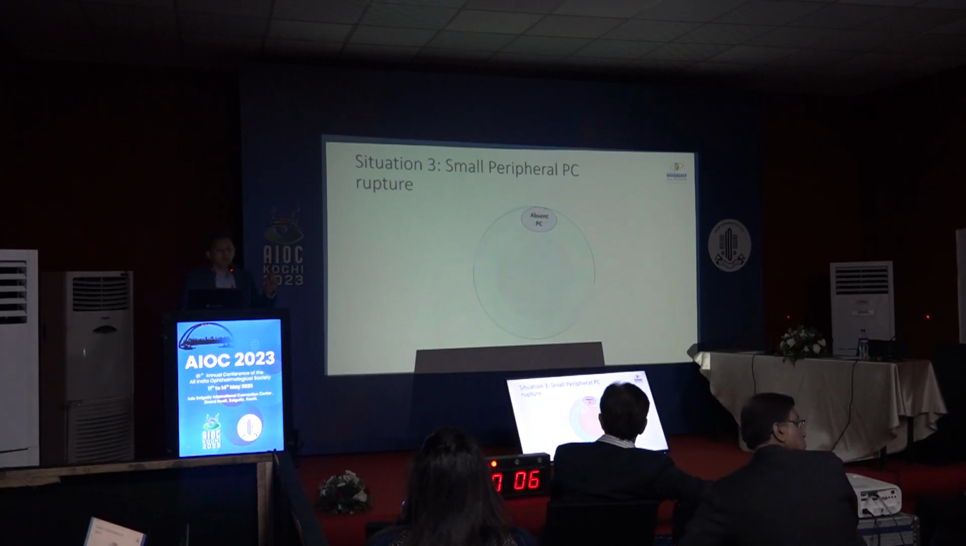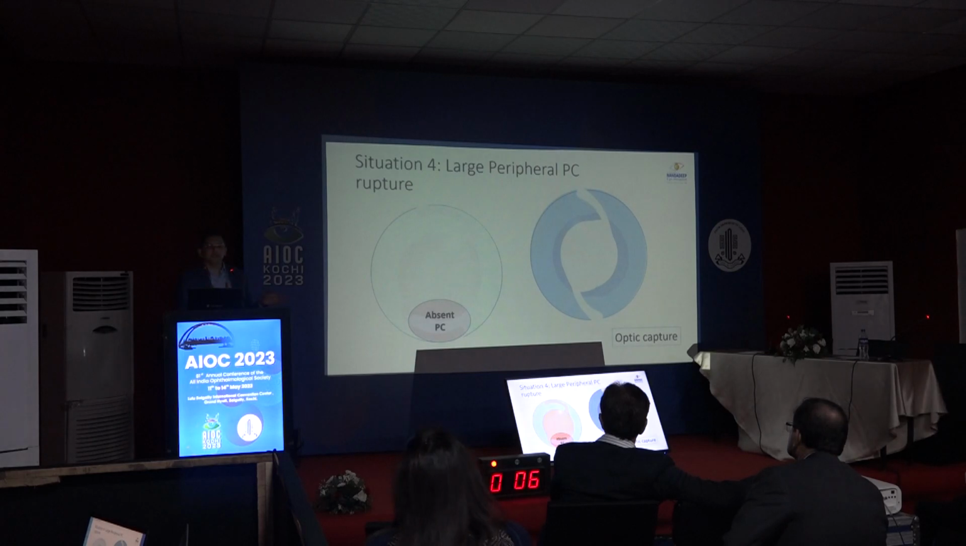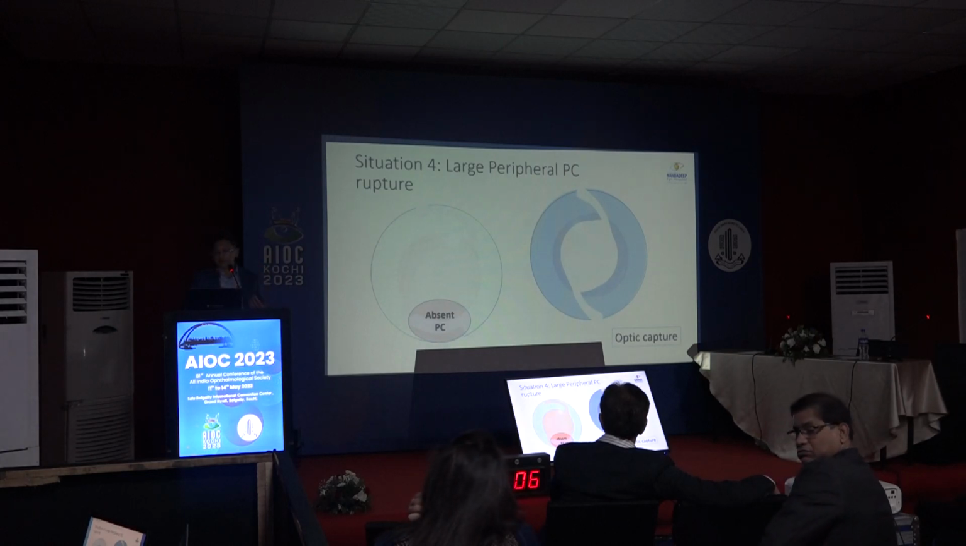If you have a small peripheral PC rupture which is smaller than the optic, you can still place it. But if it is a large peripheral rent, larger than the optic size, don't do that, because invariably over a period of time, the IOL will decenter. Another option in absent PC is to do reverse optic capture. Put the haptics in the bag and capture the optic in the CCC if the CCC is small enough.